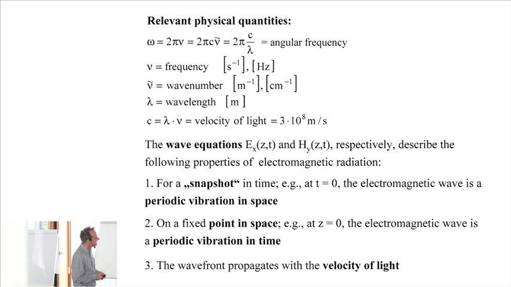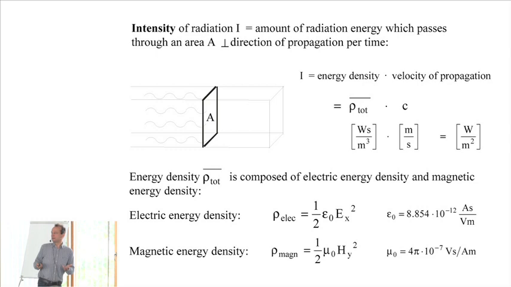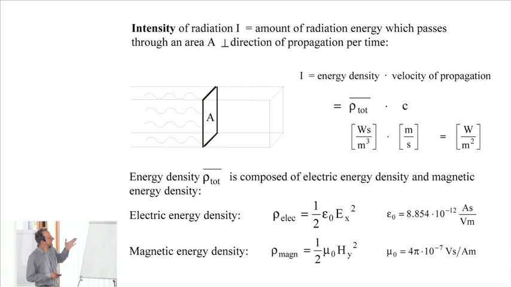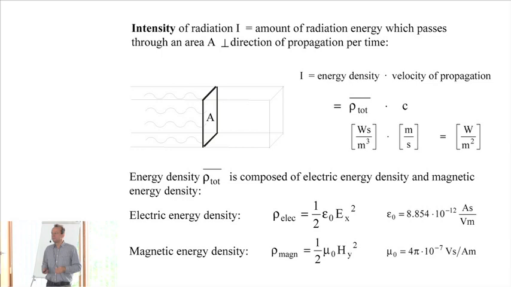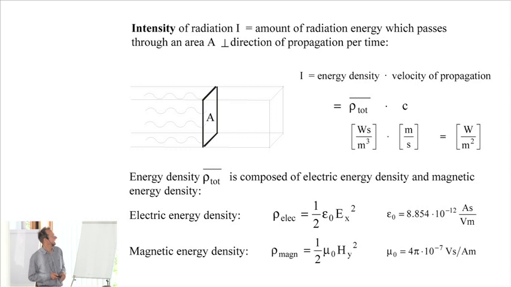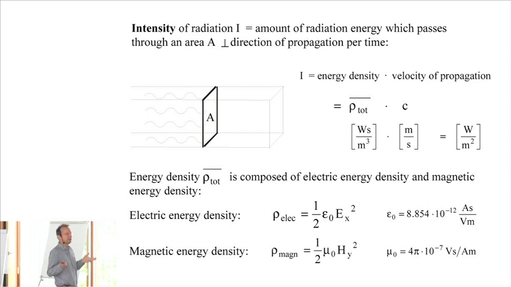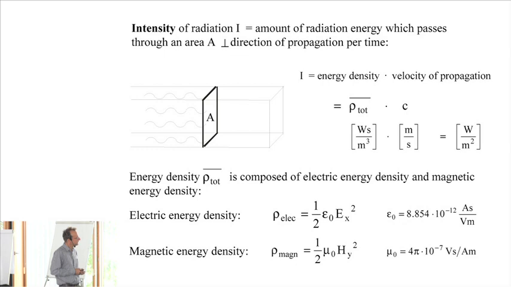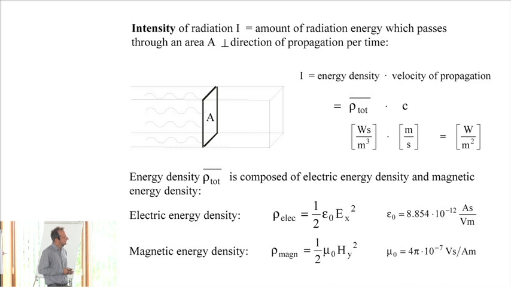So this is light, and what is intensity? Intensity is what appears in the Lambert-Beer Law, as you may remember. The intensity of radiation is the amount of radiation energy which passes through an area A perpendicular to the direction of propagation of the light per time. You can write the intensity as the energy density of the radiation field times the velocity of propagation, which is of course the velocity of light. The energy density is given in watt times second per cubic meter, times meter per second, gives watts per square meter. So this is the intensity by which you hit your sample.